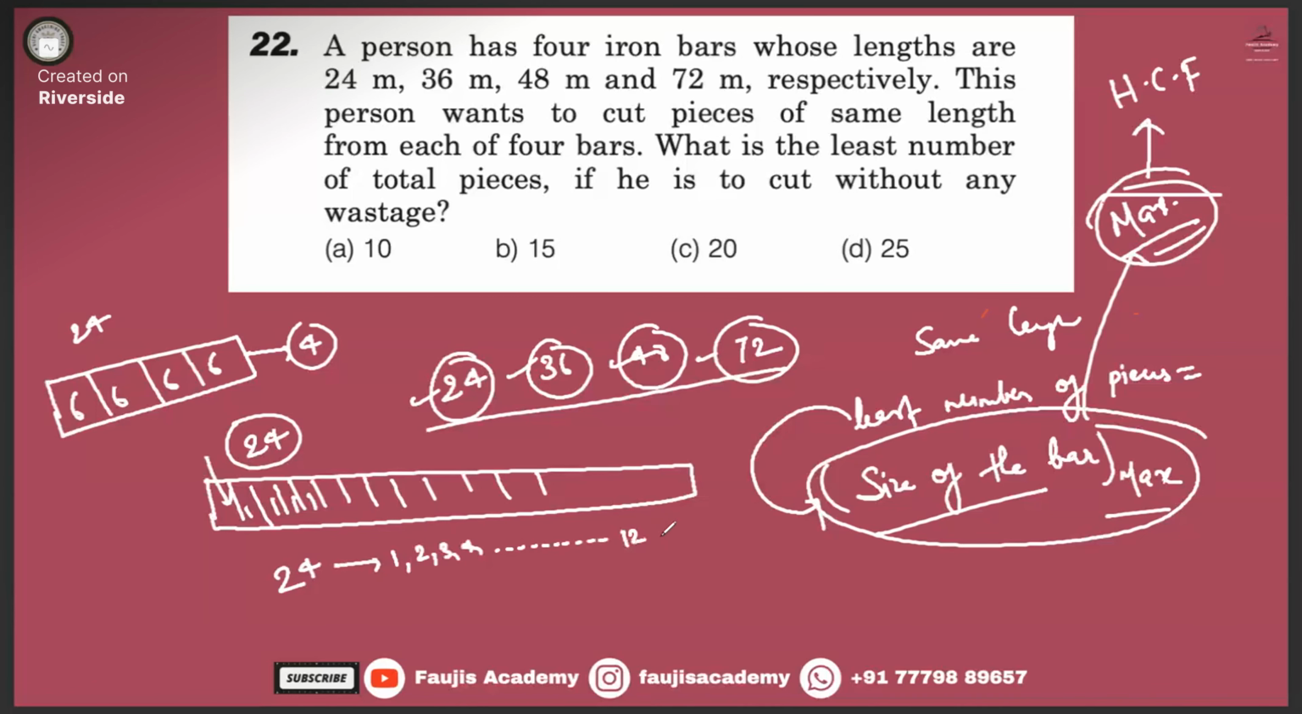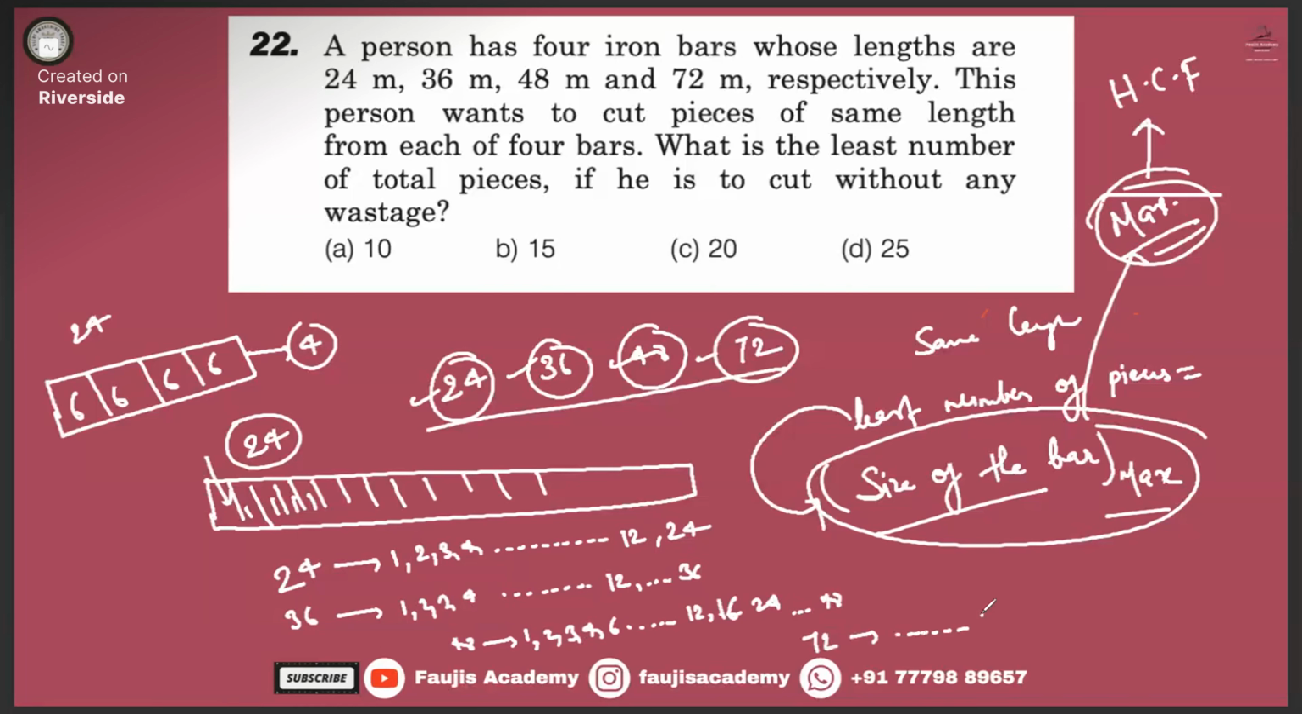So 24 is divisible by 1, 2, 3, 4, and some number like 12 and 24, right? 36, is it divisible by 1, 2, 3, 4, 12, 36, right? 48, again, it's like 1, 2, 3, 4, 6. Somewhere comes 12, somewhere comes 24, somewhere comes 48, right? 72, similarly, some number, then comes 12, then up till 72, right? So the maximum number which divides all these 4 is 12, right?